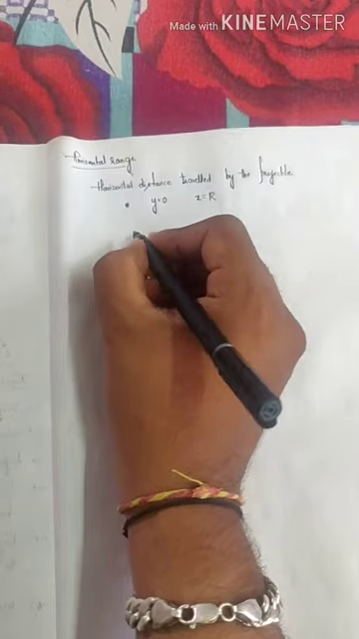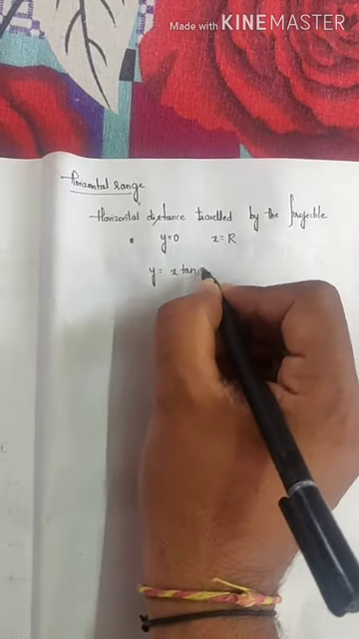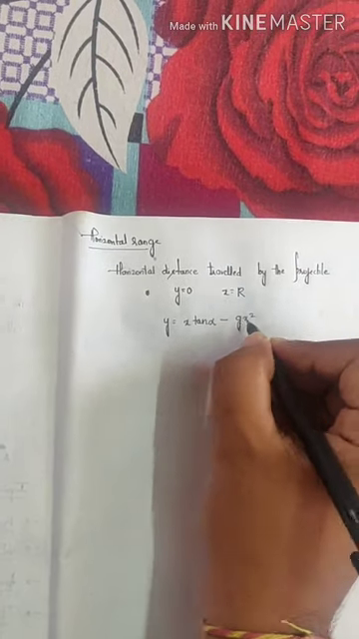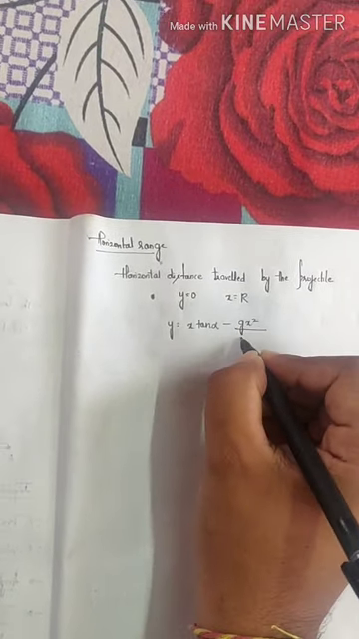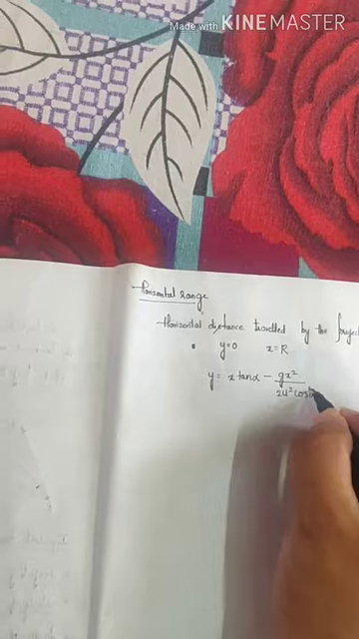So from equation y, I'll write it down here again. This will be x tan alpha minus gx square divided by 2u square cos square alpha.